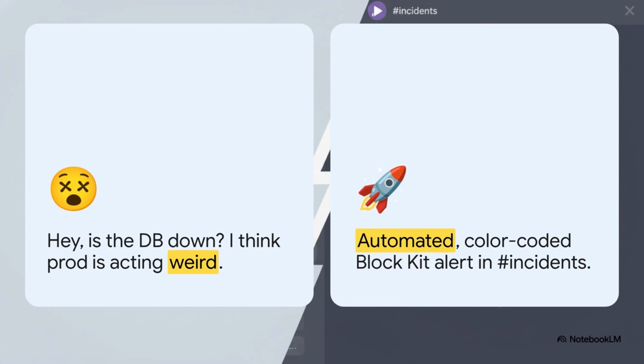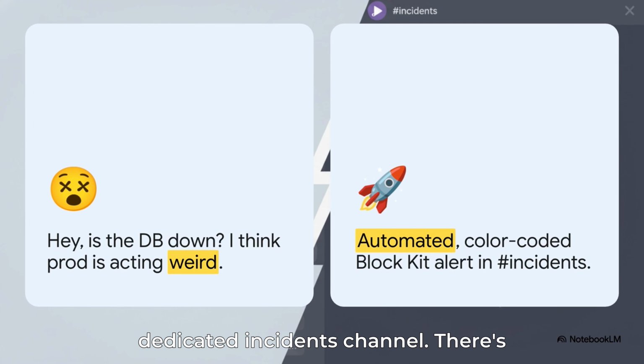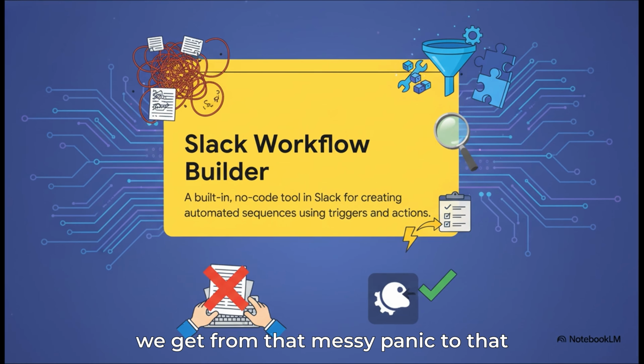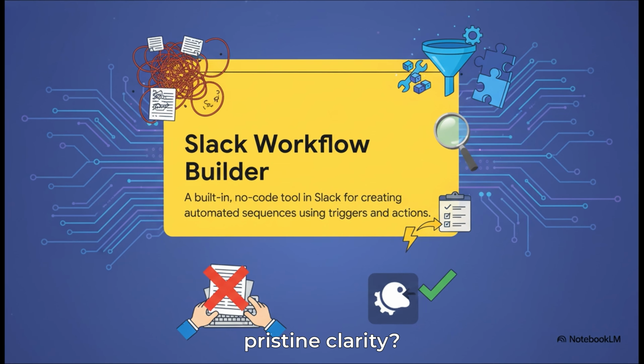Total clarity. You've got an automated, color-coded, highly structured alert landing perfectly in your dedicated incidents channel. There's no copy-pasting, no guessing, no waiting. It's just a clean, one-click output that gives your responders exactly what they need, literally immediately. So, you might be wondering, how do we get from that messy panic to that pristine clarity?